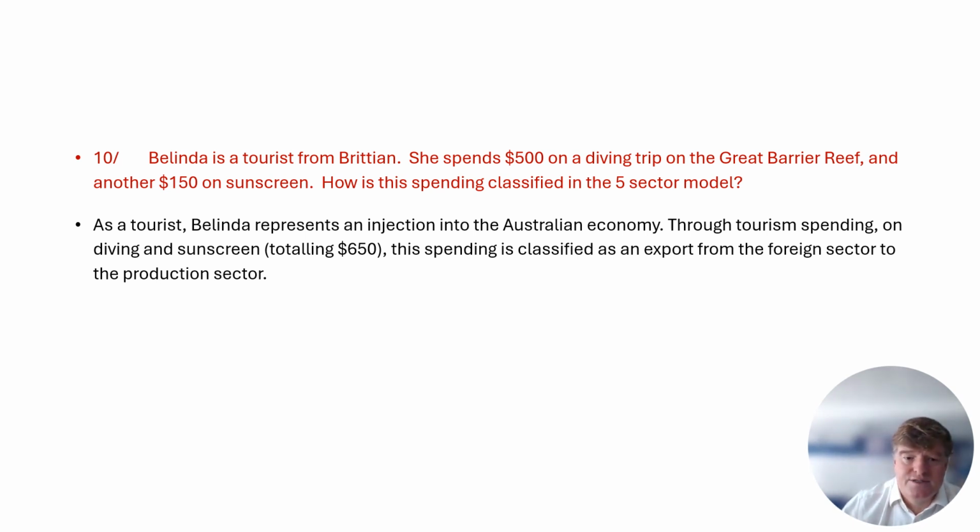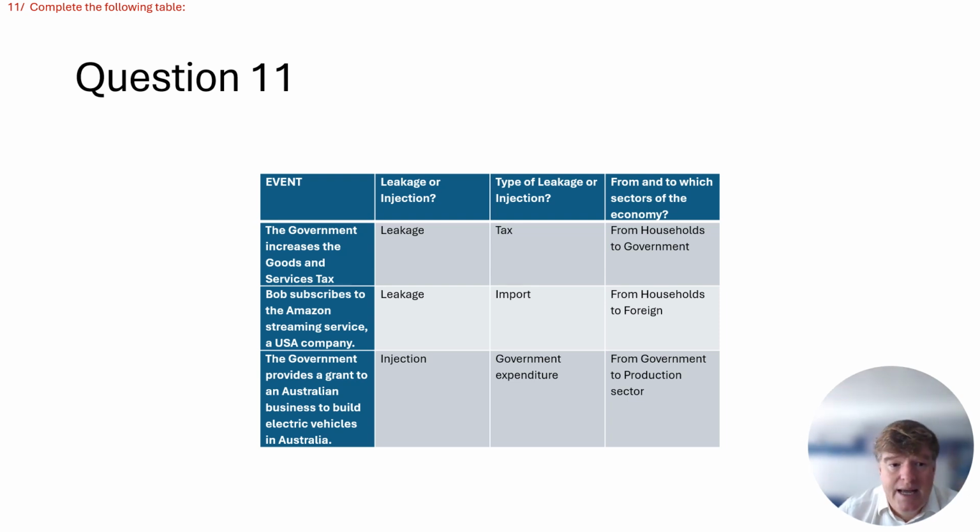And I think this is the last question, and I haven't got the question here, unfortunately. You can go and have a look at the revision sheet, but it asked us to fill out this table. When the government increases the goods and services tax, is that a leakage or an injection? A tax is a leakage. It's T, tax, so that's around the government sector, and it flows from households to government.